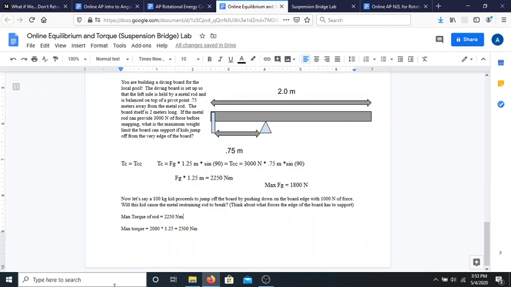All right. So just once again, ladies and gentlemen, this is simply doing equilibrium questions. It's for a rotating system, but the same rules apply.